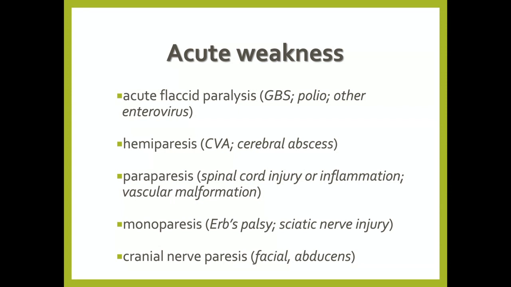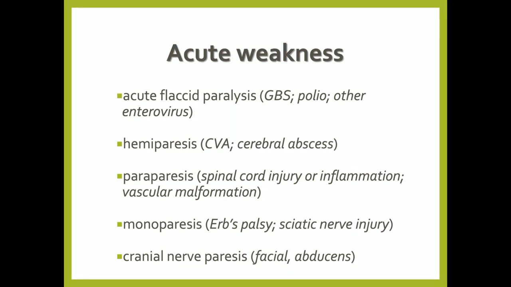If you get the presentation of an acute paraparesis, this means that there's weakness in the lower limbs only, then that tells you that the lesion is at the level of the spinal cord. And with that, you have to think about spinal cord injury or inflammation or vascular malformation, and you must rule out a spinal cord compression, like from a diseased vertebra or a tumor or so on.